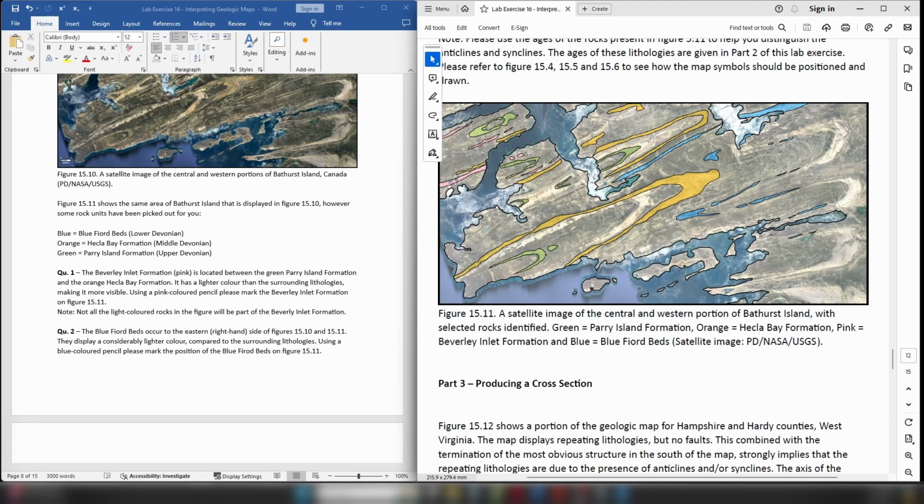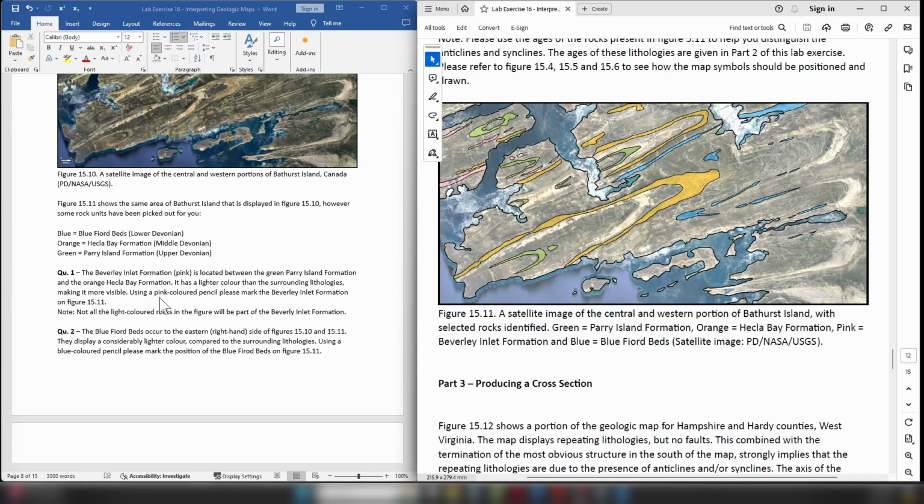So when we are looking at our satellite image, here's the Hecla Bay Formation, here is the Parry Island Formation, and so we know that the Beverly Inlet Formation is going to be somewhere in this area between these 2 layers, and we know it has a very light color. And so when you look at this satellite image for this feature in particular, you can probably pick out that layer of rock quite easily. So once you've picked it out, you are going to color it in using a pink colored pencil.